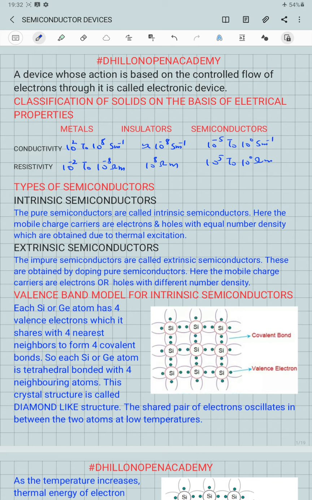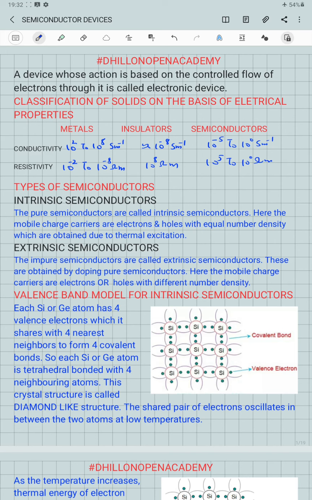Silicon with atomic number 14 and germanium with atomic number 32 are present below carbon, so their valency is the same as that of carbon. Each silicon or germanium atom has 4 valence electrons, which it shares with the nearest 4 neighbor atoms in order to form 4 covalent bonds. So each silicon or germanium atom is tetrahedrally bonded with its 4 neighboring atoms.